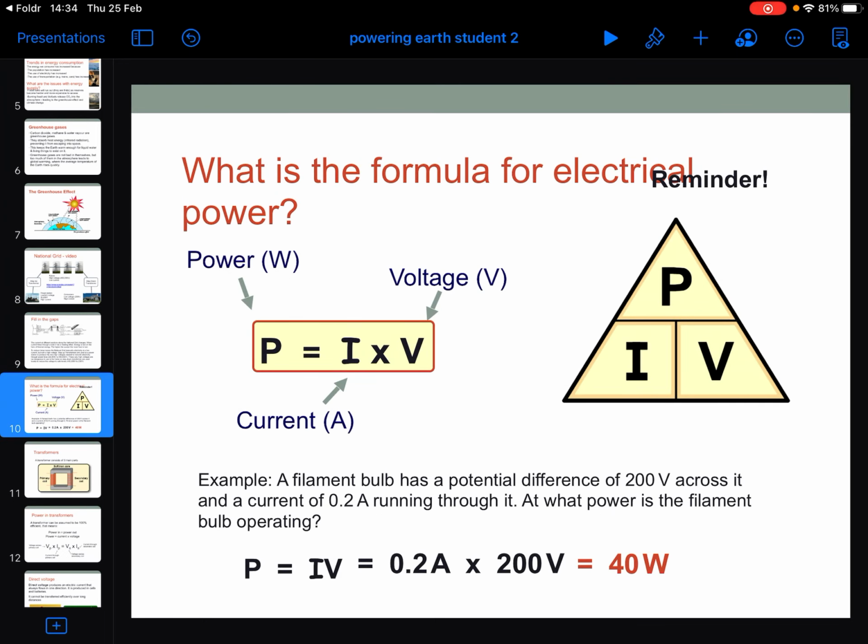So here is our equation. You've seen it before. Power is current times voltage. Example, a filament bulb has a potential difference of 200 volts across it and a current of 0.2 amps running through it. At what power is the filament bulb operating? P is IV, 0.2 times 200, 40 watts.